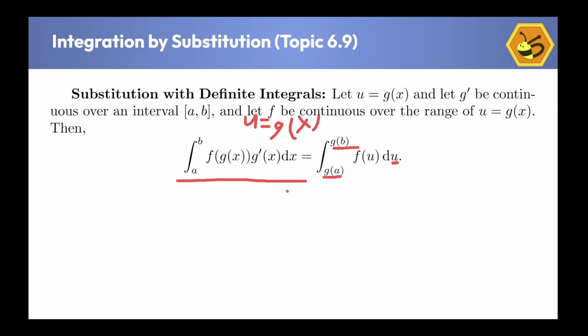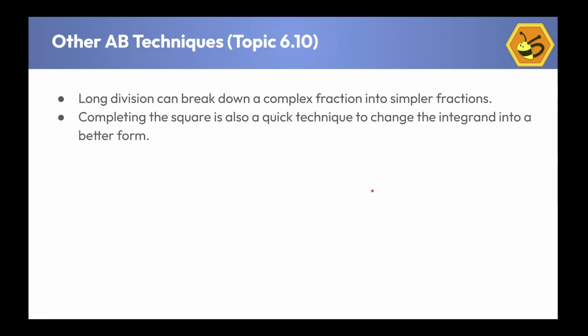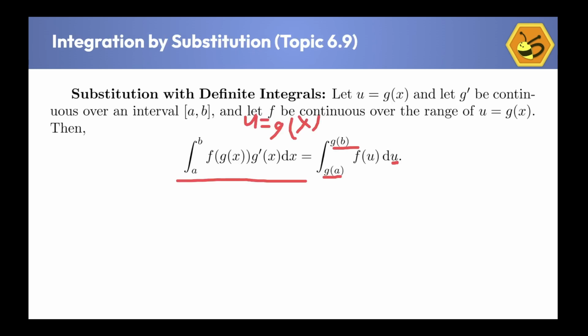I personally prefer to get the antiderivative first, and then use the fundamental theorem of calculus. So it eliminates the need for changing the lower and upper bounds. But sometimes you still have to do this, so it's helpful to know. We're going to do some practice problems later in our Kahoot.